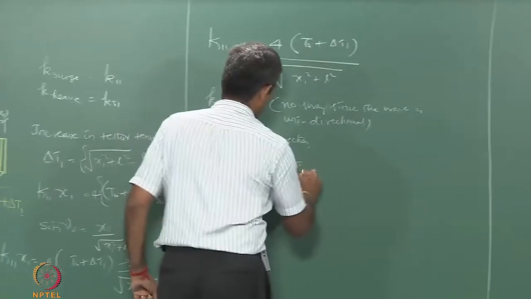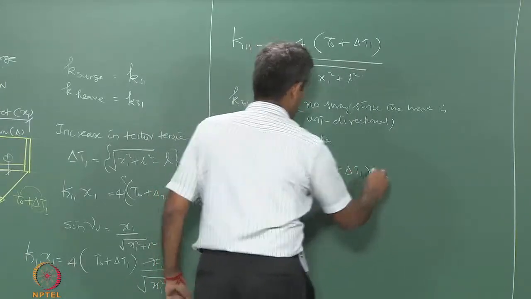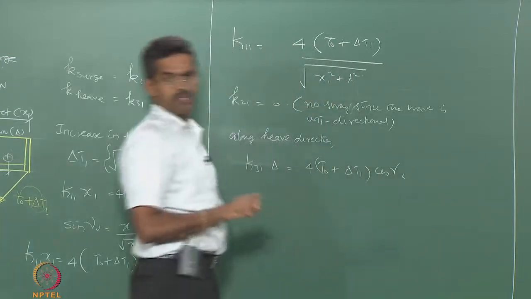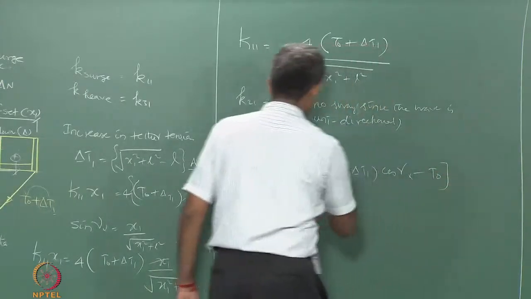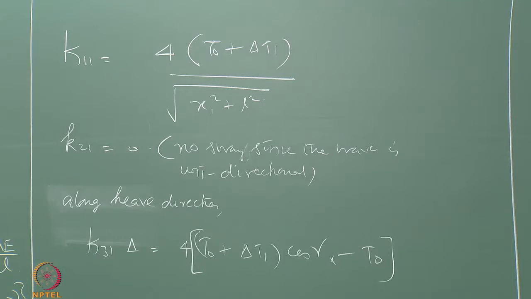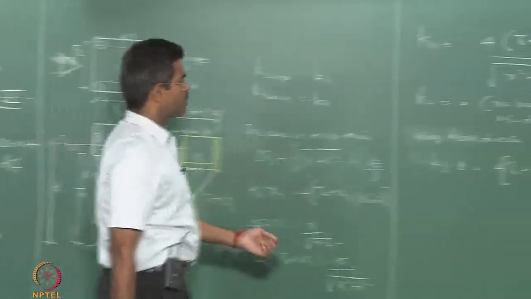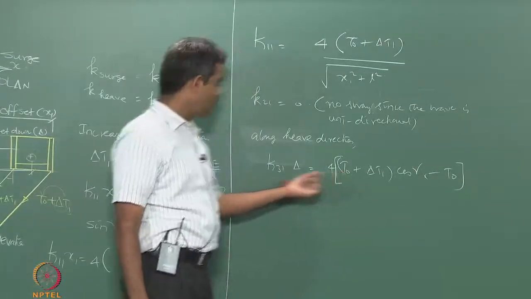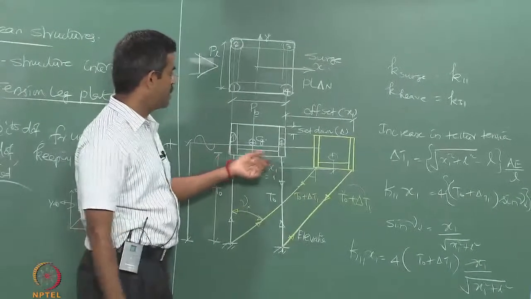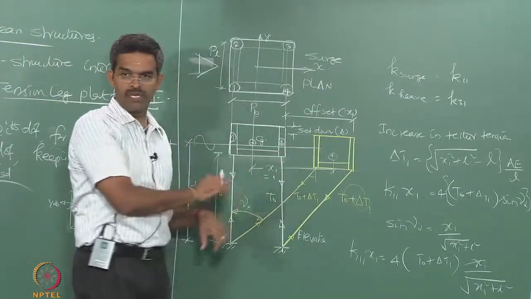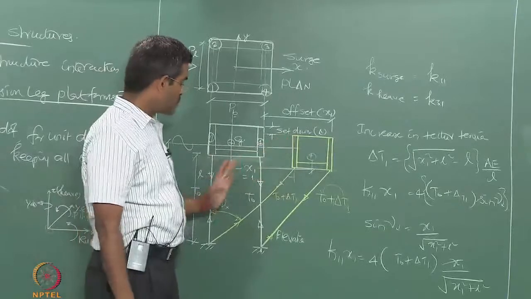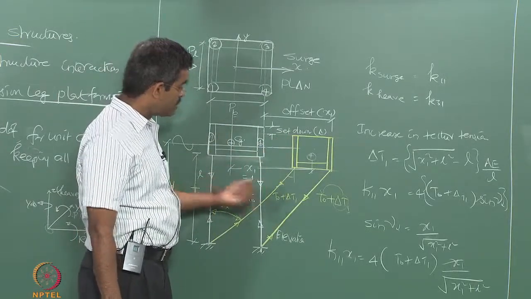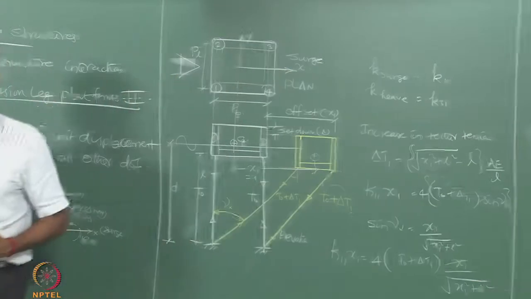So T0 plus delta T1 of cos gamma x, 4 times, minus T0, because I am looking only for the increment. Initially it was in pretension, so I do not have to use T0 as such, because T0 was not contributed by the movement of x1. When x1 was not happening, the platform was stable and T0 was imposed already in the platform. So T0 does not arise because of x1. The one which is caused or influenced by x1 is delta T1. So I have to subtract that.